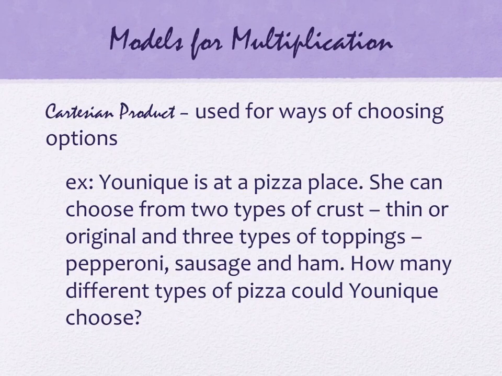All right, the last one is the Cartesian Product model. And this is used for ways of choosing objects. So Unique is at a pizza place. She can choose from 2 types of crust, thin or original, and 3 types of toppings, sausage, pepperoni, and ham. How many different types of pizza could Unique choose?